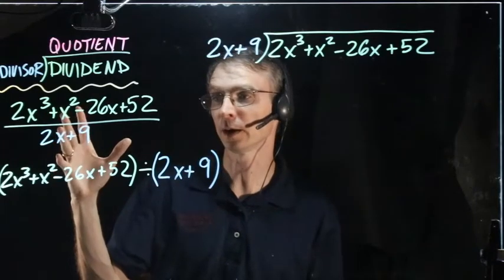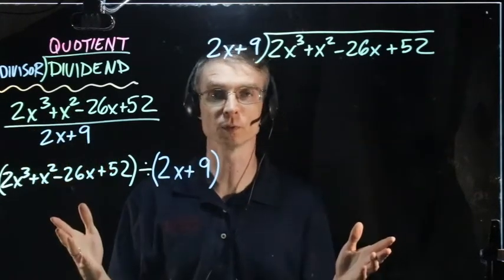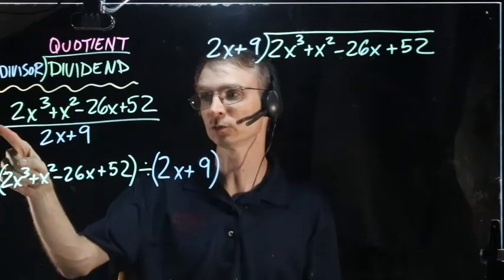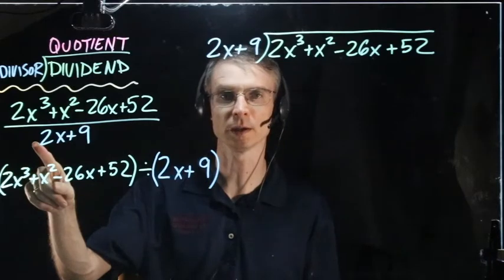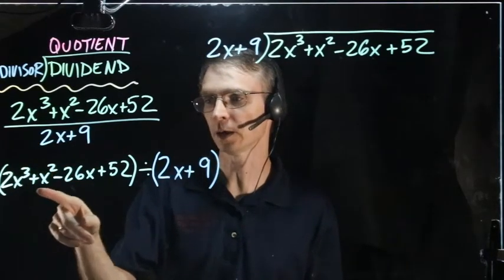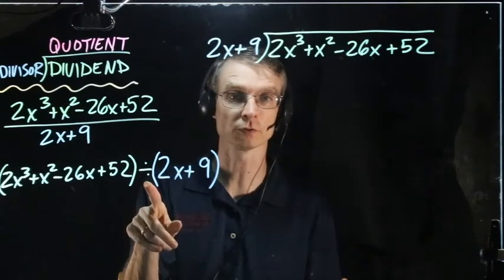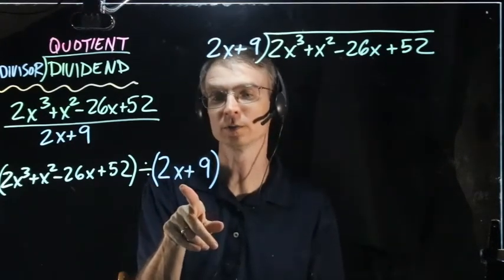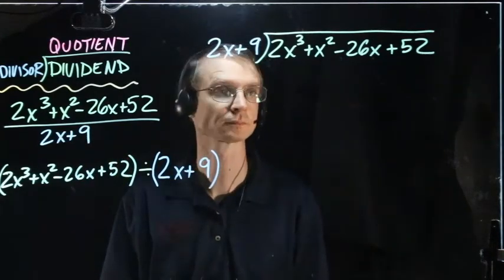We also have different ways to write division problems. One way is to write it as a rational expression where you have a polynomial divided by a linear expression. Or you can write it as a polynomial with the division sign that we first learned in elementary school, divided by the linear expression, both in parentheses.